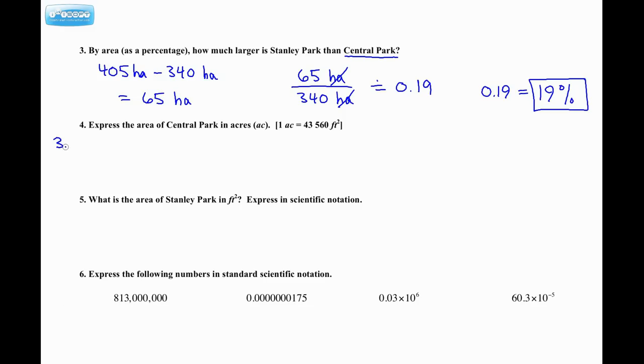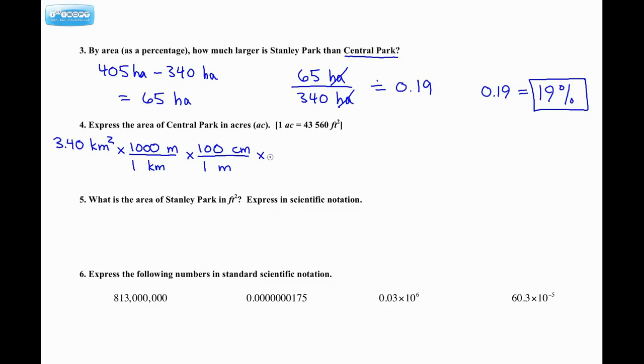So this is 3.40 square kilometers. That's the initial area of Central Park that I was given. And now I'm going to work my way to feet squared, because that will take me to acres after. So from kilometers, okay, I can go to meters. So that's 1 kilometer per 1,000 meters. There we go. And then from meters, I can go to centimeters. So just watch where you put them.